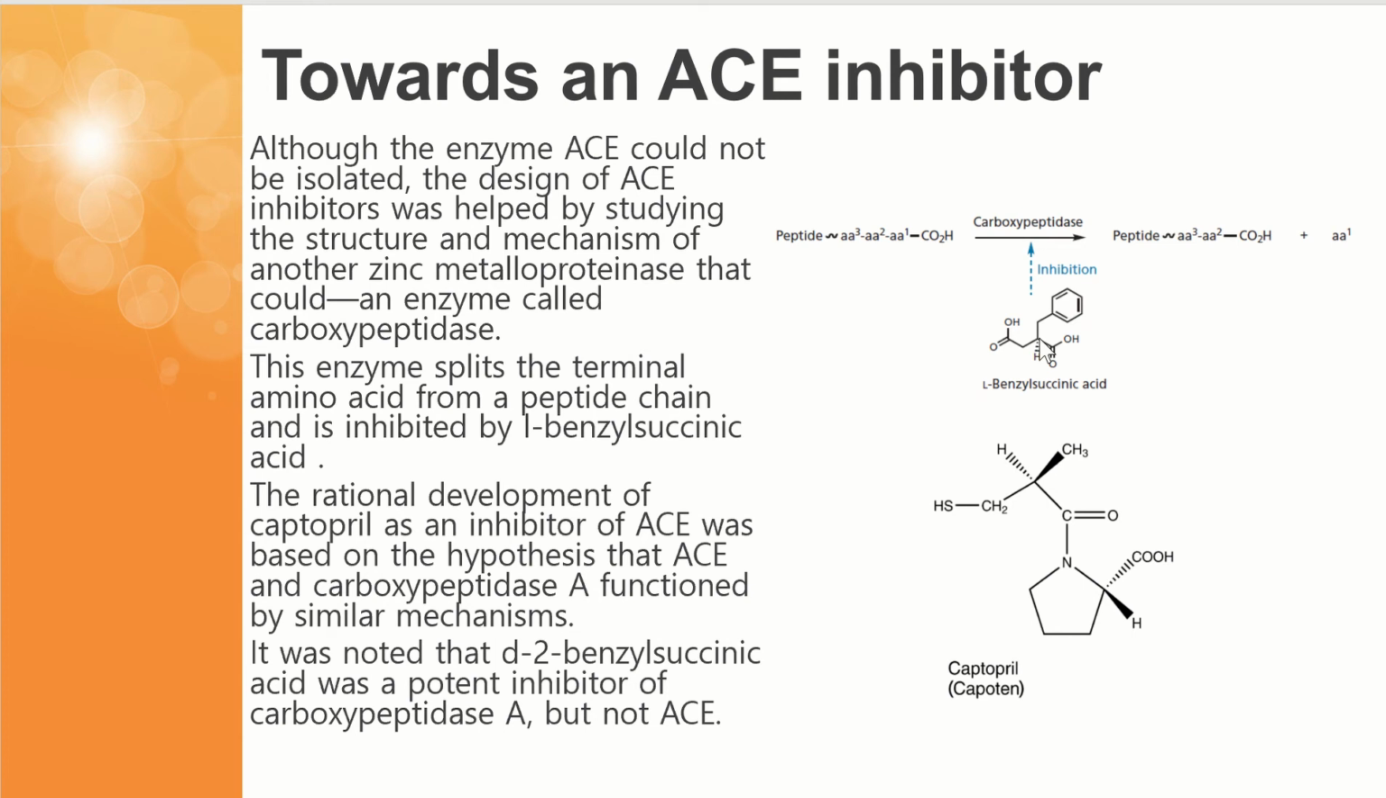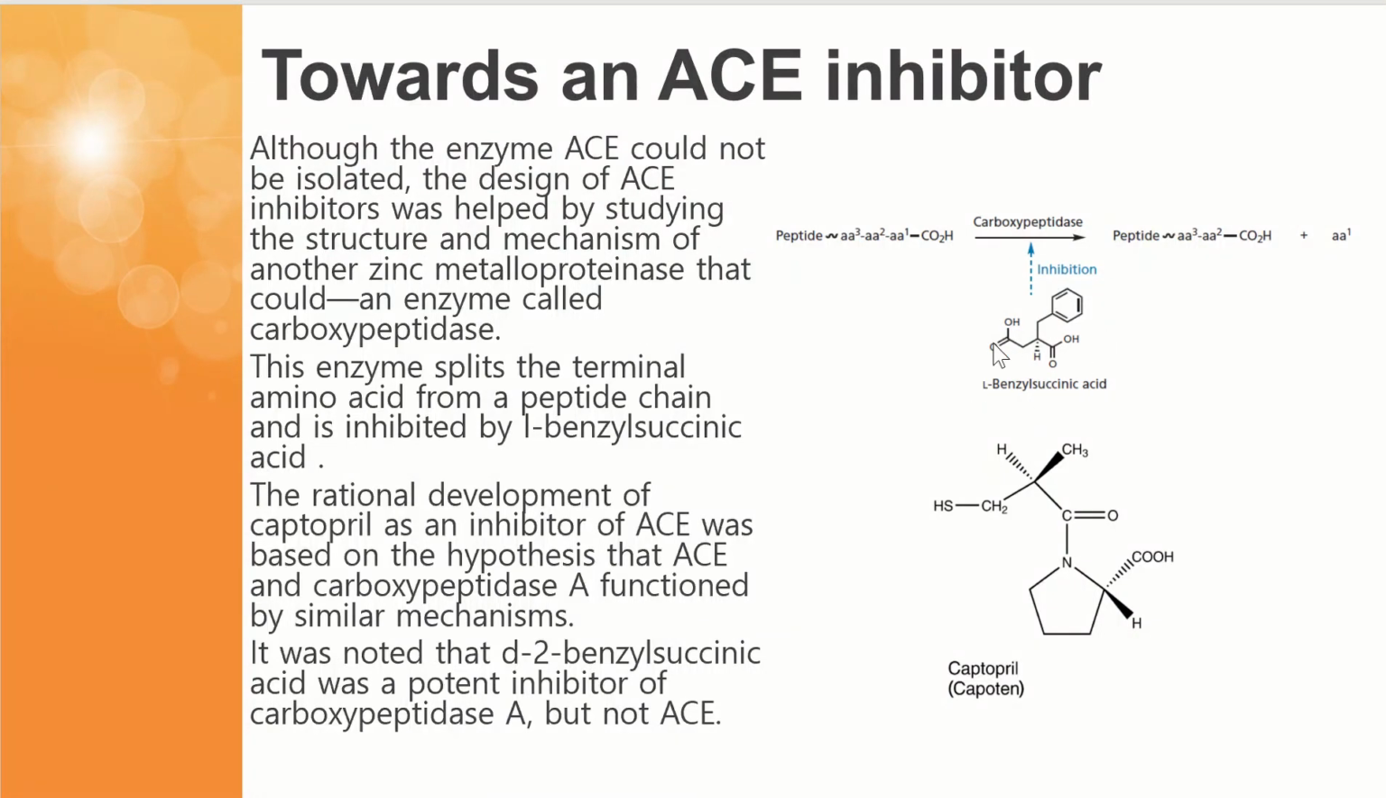So the rational development of Captopril as an inhibitor of ACE was based on the hypothesis that ACE and carboxypeptidase A functioned by similar mechanisms. And so it was noted that 2-benzyl succinic acid was a potent inhibitor of carboxypeptidase A, but not ACE, right? So even though they tried, that was the basis for the development of Captopril.